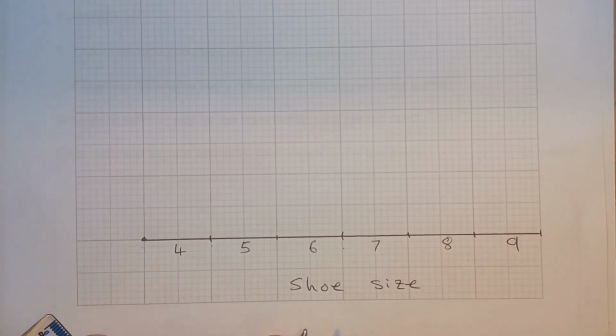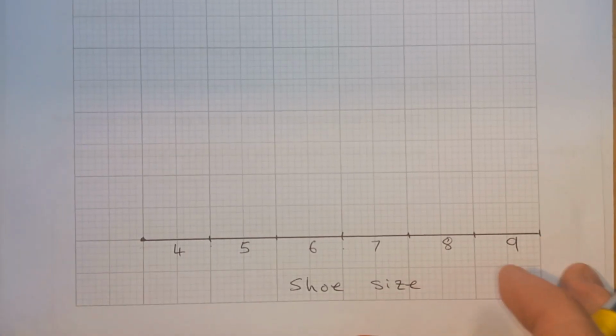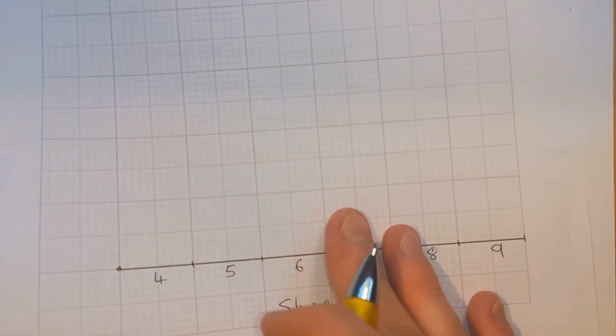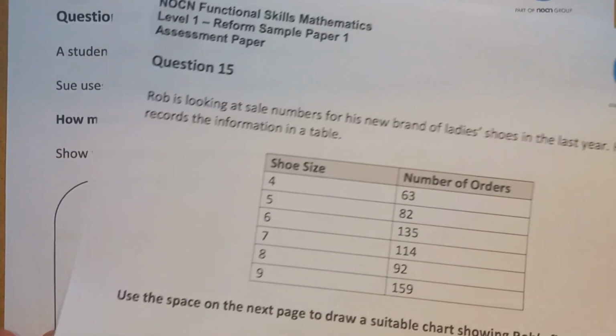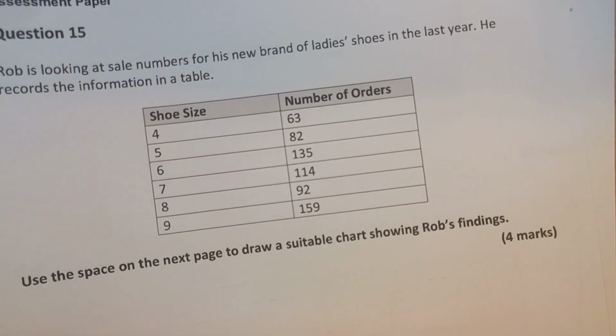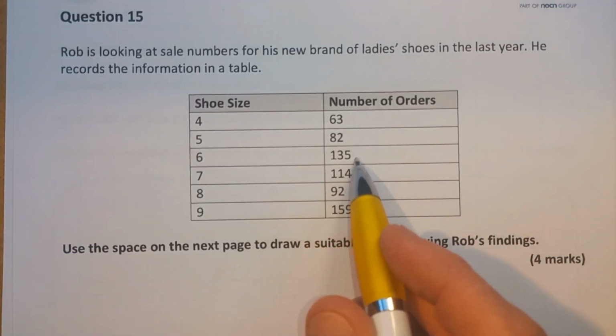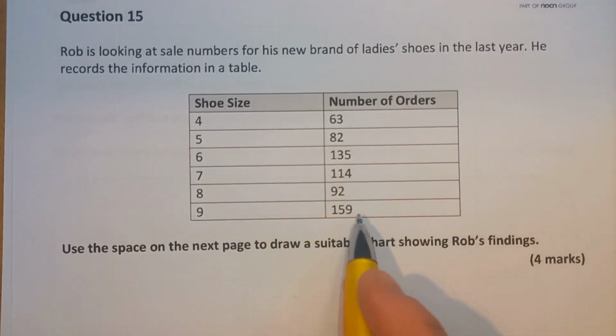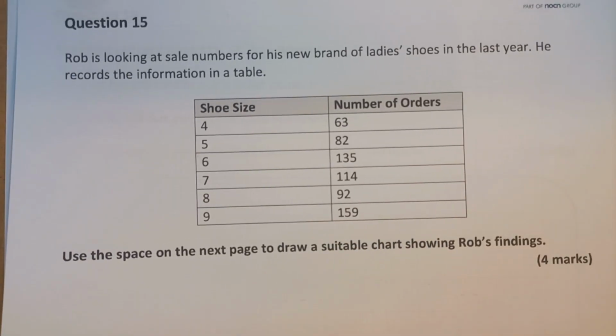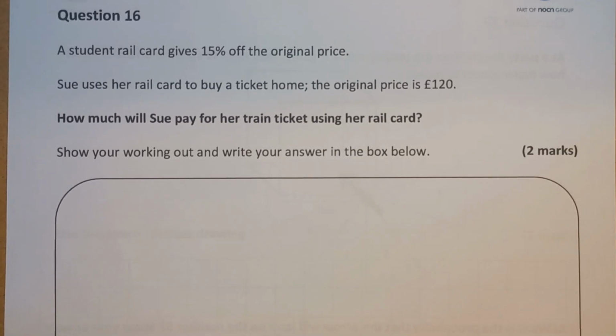And then we've got the number of orders. Now what we want to look at, if we flick back over to the other side, is what's the biggest number of orders? Because that's what we're going to use to make sure the graph goes high enough. Well, 159 is the biggest, okay? So we're going to need to go up to 159 at least. If we go more than that, that's fine.